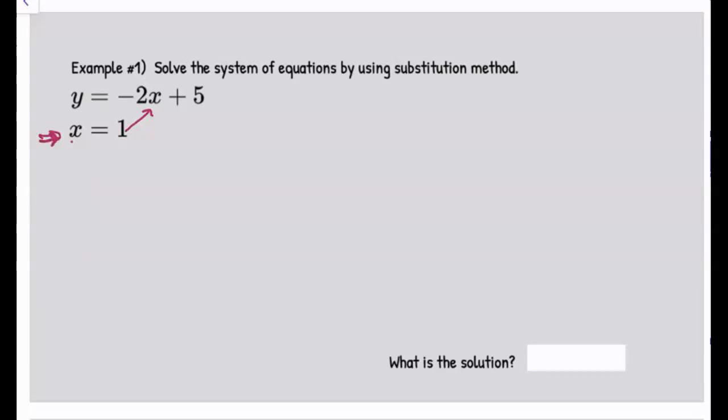So therefore, to put these together, I'm going to say that y equals -2, and I substitute in that 1 for my x, since x equals 1, and I solve, and I get y equals -2 plus 5, or y equals 3.